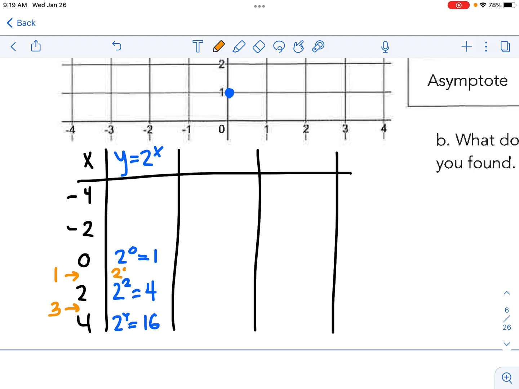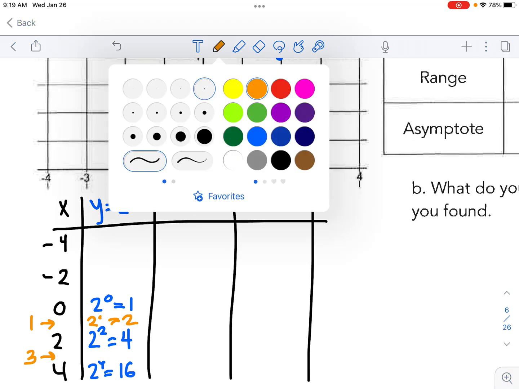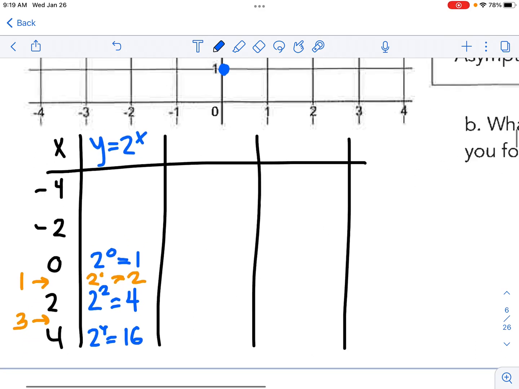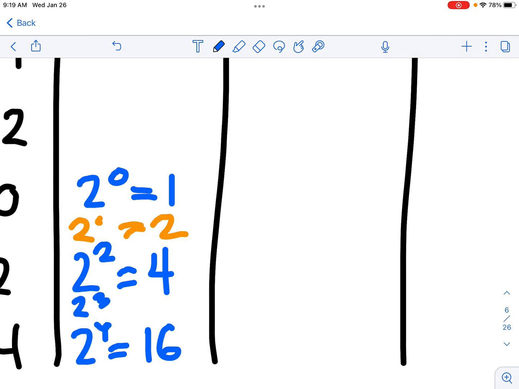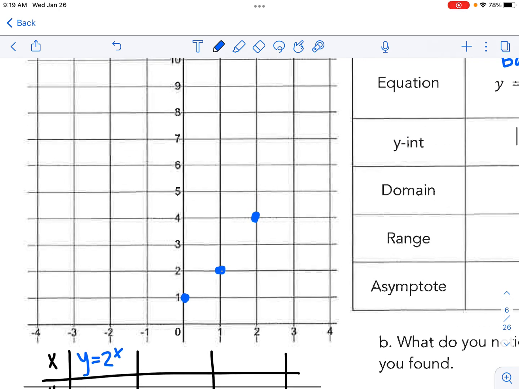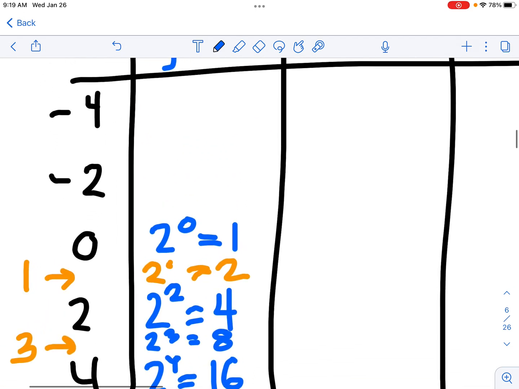So 2 to the 1 equals 2. Let me get my blue pen back out again. 2 to the 1 equals 2. And 2 cubed equals 8. I think 8 is still on the graph, so that helps me. 2 cubed is 8. Okay, let's take a look at negative values.